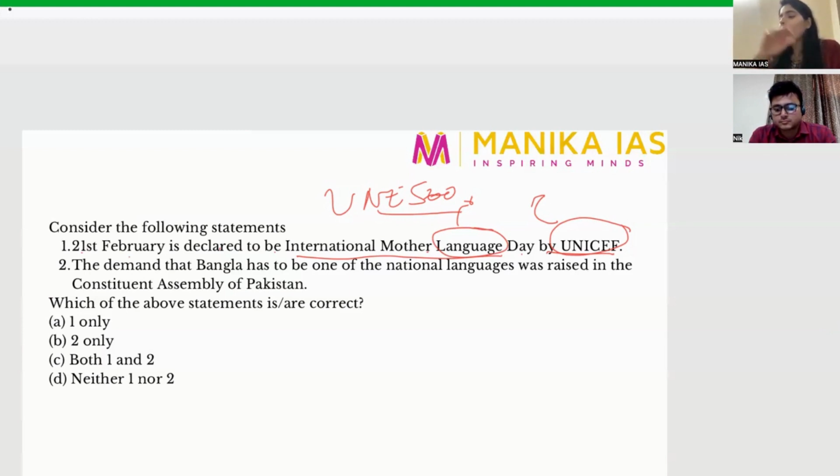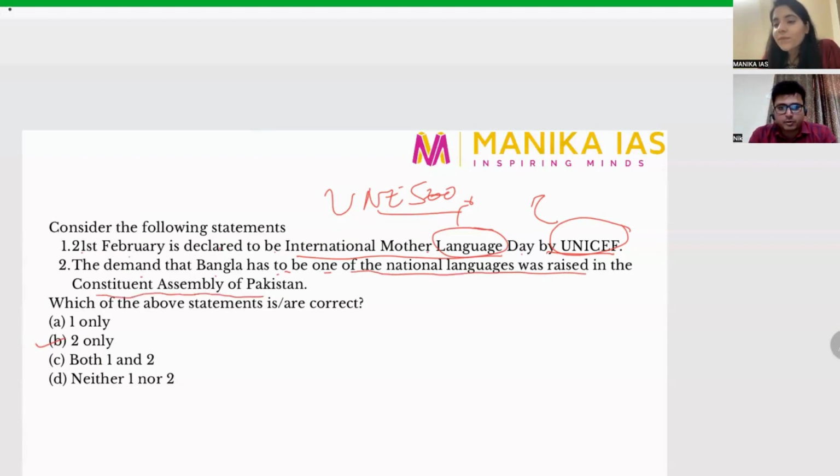And then what is required is that you try to use your basic understanding. Don't come under pressure at that time. Whenever you feel like you're under pressure and you don't know, take a step back, rethink the question, and you will be able to get the right answer. Okay, now the second statement: if one is incorrect, the second statement is correct. The demand that Bangla has to be one of the national languages was raised in the constitution.